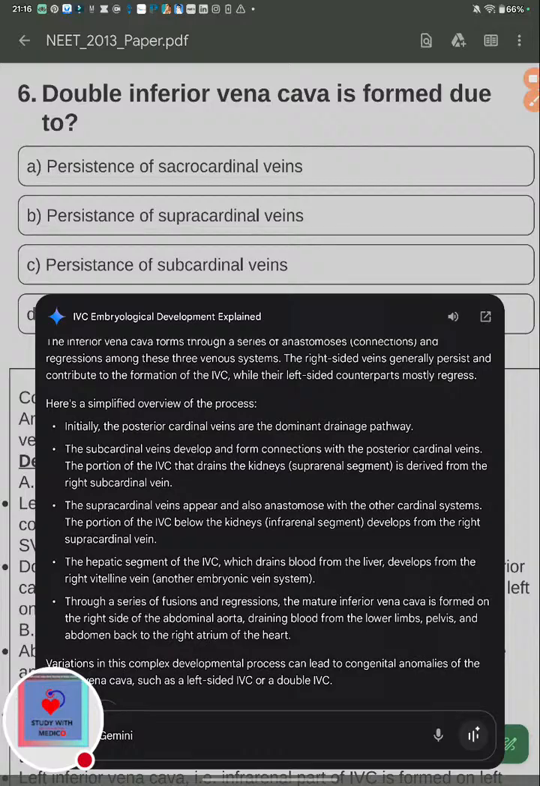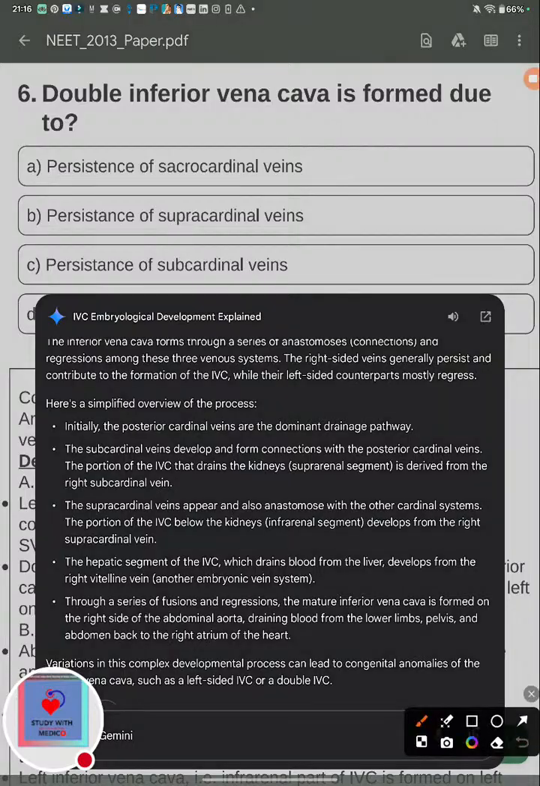The portion that drains the kidneys, the suprarenal veins, is derived from the right subcardinal vein. The supracardinal veins appear, and the portion below the kidneys, the infrarenal portion, is from the right supracardinal vein.